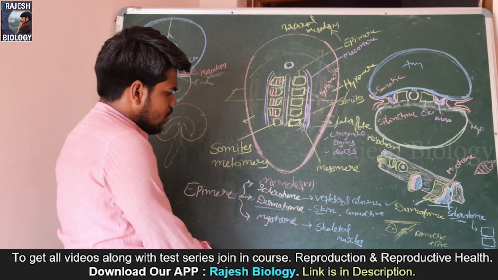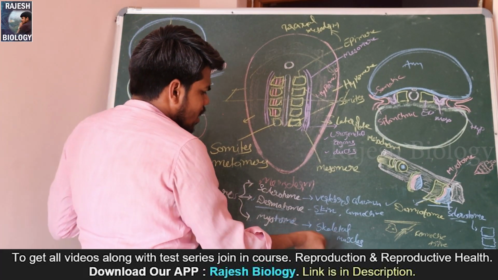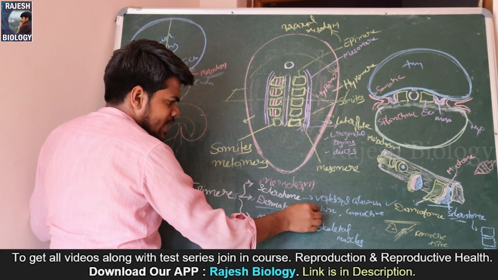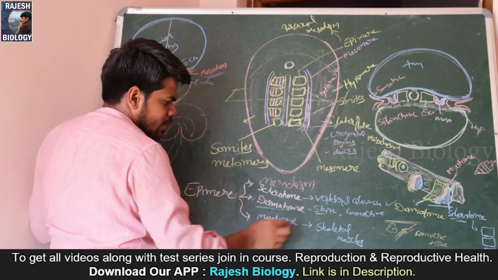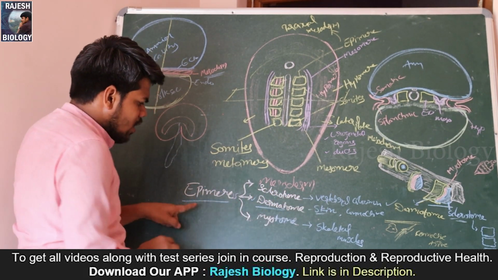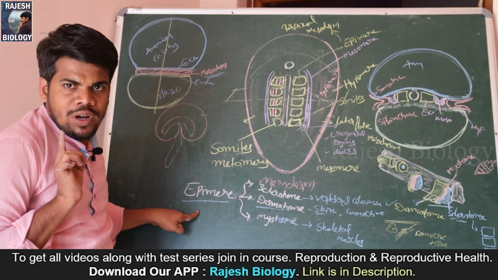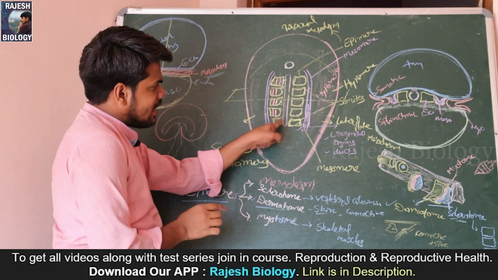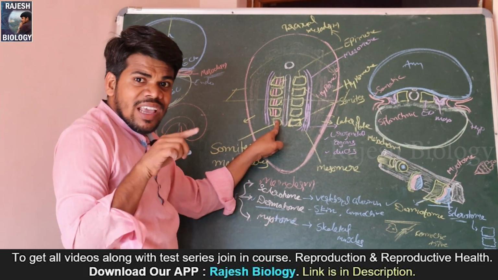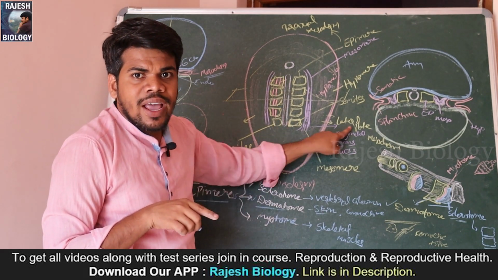Okay, so skeletal muscles from the myotome, skin and connective tissue from the dermatome, vertebral column from the sclerotome. That is about the epimer, which is present on either side of the notochord. Still we have to discuss the mesomer and hypomer.